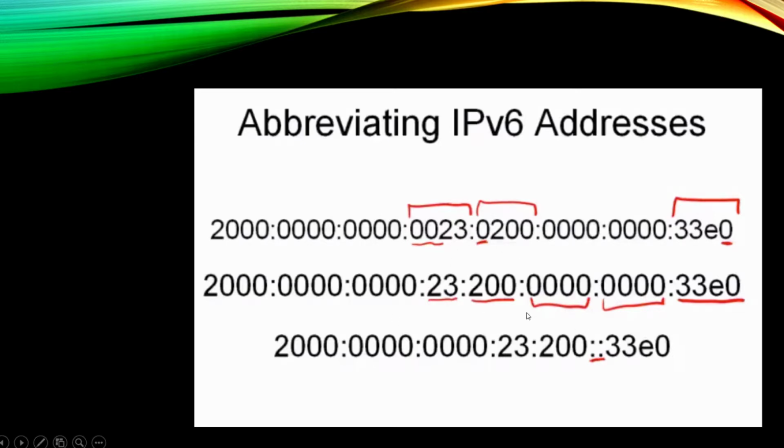Another way IPv6 addresses can be abbreviated is with the double colon, which you can only use once in each IPv6 address. And what this does is, as you can see here, there's two blocks of zeros here, and with the double colon rule, you could suppress these, but you can only do it once. As you can see here, there are more blocks of zeros over here, so you can only do this once per IPv6 address.